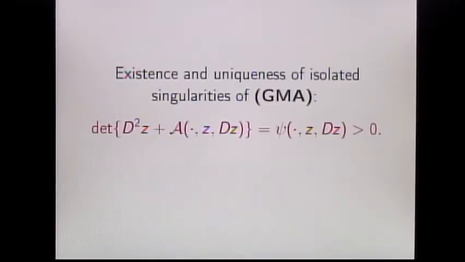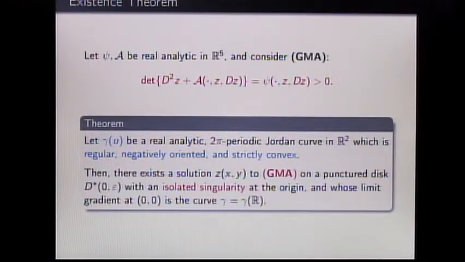Well, let me now give you some results about existence and uniqueness of solutions, not only for the pure Monge-Ampère equation, but also for the general Monge-Ampère equation. Suppose that you have analytic data, a matrix, and a positive function, and you consider this PDE. Suppose that you start with gamma, this is the theorem. Suppose that you start with gamma, which is a real analytic 2π periodic Jordan curve, which is regular.